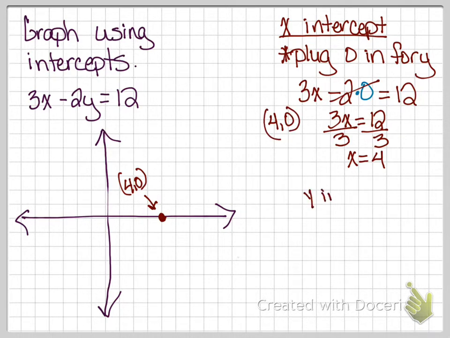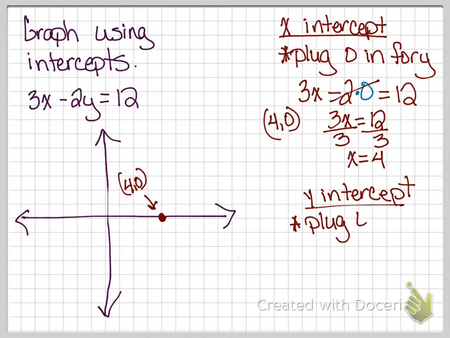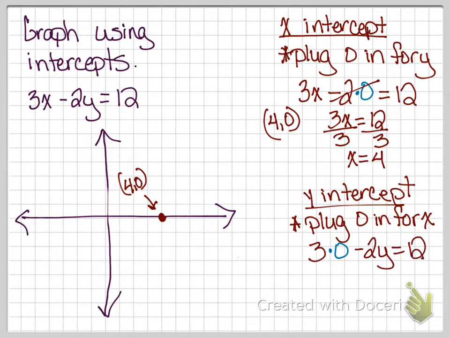For my y-intercept, I am going to plug 0 in for what? Good. So I'm going to plug 0 in for x. So I have 3 times 0 minus 2y equals 12. 3 times 0 is just 0. Be careful. What do some students drop? The negative. So I've got negative 2y equals 12. I'm going to divide both sides by negative 2. What's my y value? Excellent. Y equals negative 6.